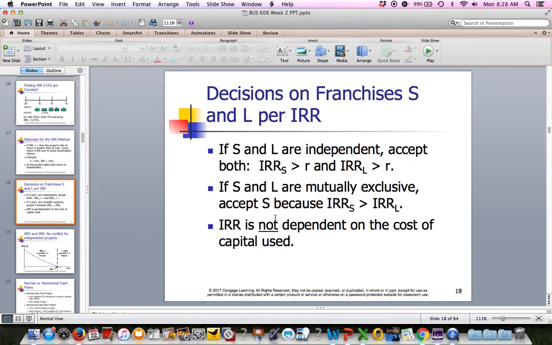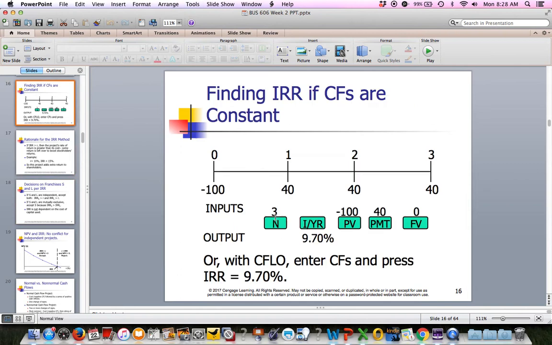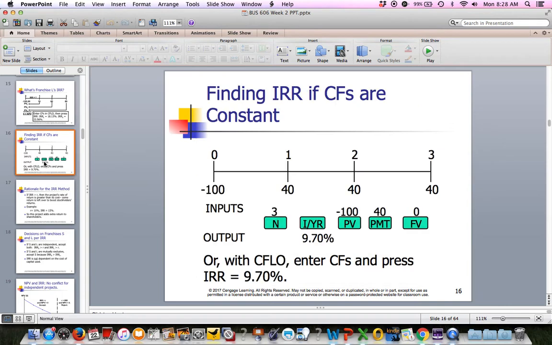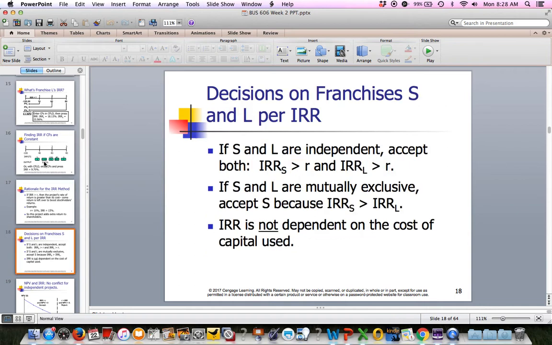And again, I have to figure out, are these independent projects, or are these mutually exclusive? Both of them had very high IRRs. We go back and take a look at what they were, 18 versus 23.56. Our cost of capital, or the R, was 10, so they both are significantly above 10, meaning that I could take on either one and be good. Either one would work for me. So S and L are independent. I could accept both. If they're mutually exclusive, I choose S because its IRR is greater than L's.